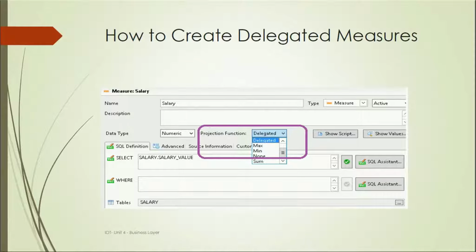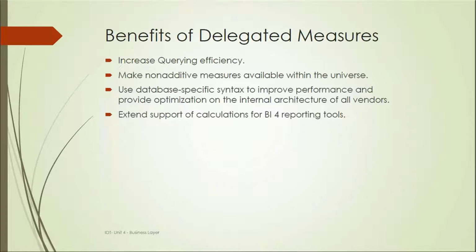So how can we create one? Whenever we create a measure, the step is the same: we need to create a measure and set its type. If you see, the data type is numeric, and for the projection function, we need to choose delegated. Then we can say it's the average of a salary value or something; we can use whatever function we want here in these delegated measures. So this is the way we can use the delegated option in the information design tool.